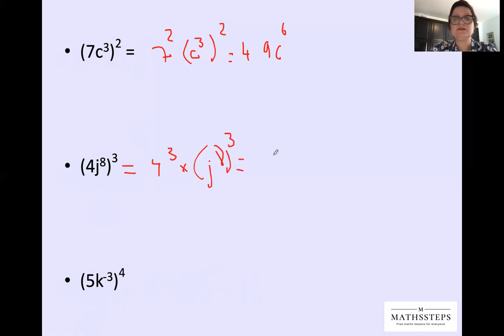Okay, and the answer to this one is going to be 64. 4 times 4, 16. Times 4, 64. Times, now you multiply the power, so 8 times 3, 24. Times j to the power of 24.